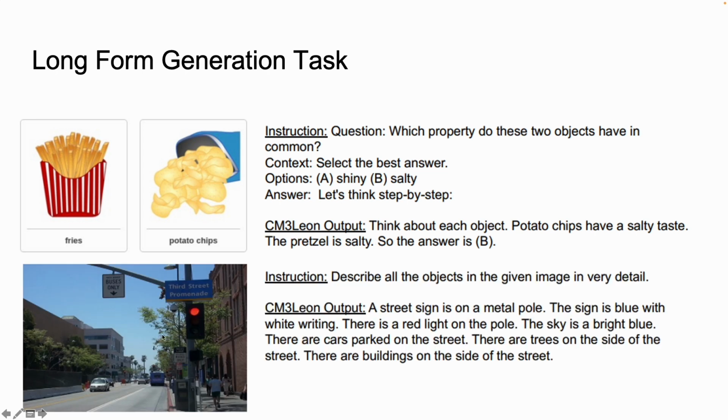Then there is this another image, and we ask the model to describe all the objects in detail, and it's able to deliver that very gracefully. It says a street sign on the metal pole, trees, cars, everything is mentioned.